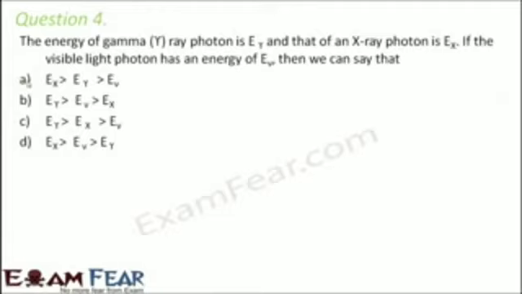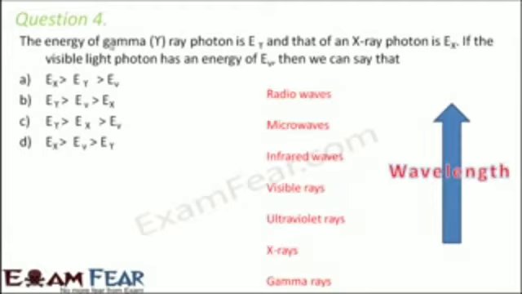Question number 4. The energy of gamma ray photon is E gamma and that of an X-ray photon is Ex. If the visible light photon has an energy of Ev, then we can say that. So basically we need to compare the energy of gamma ray photon, X-ray photon and visible light photon. Okay, so all of these are part of the electromagnetic spectrum. So if you quickly look at the electromagnetic spectrum, this is how it looks.